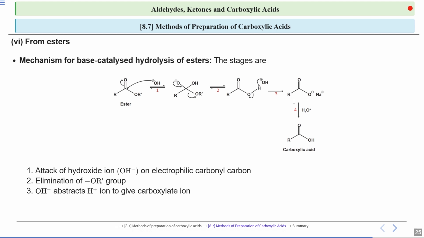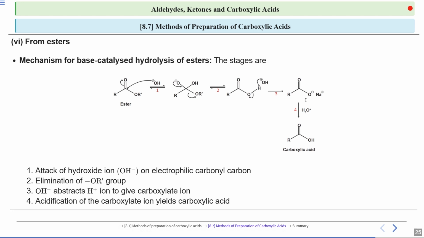you a carboxylate ion. So this OH minus ion abstracts this hydrogen, and this oxygen has a negative charge, and you get a carboxylate ion. Further, acidification of this carboxylate ion will yield the corresponding carboxylic acid. So this completes the transformation of an ester into a carboxylic acid. This is how from an ester you get a carboxylic acid.